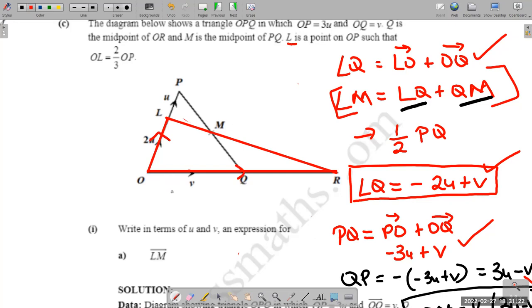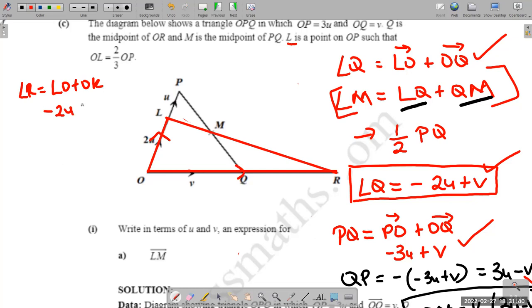So that means, do we need to go through any other drama? What's the formula for LR then? It would be LR is equal to LO plus OR. What is LO? LO is negative 2u.